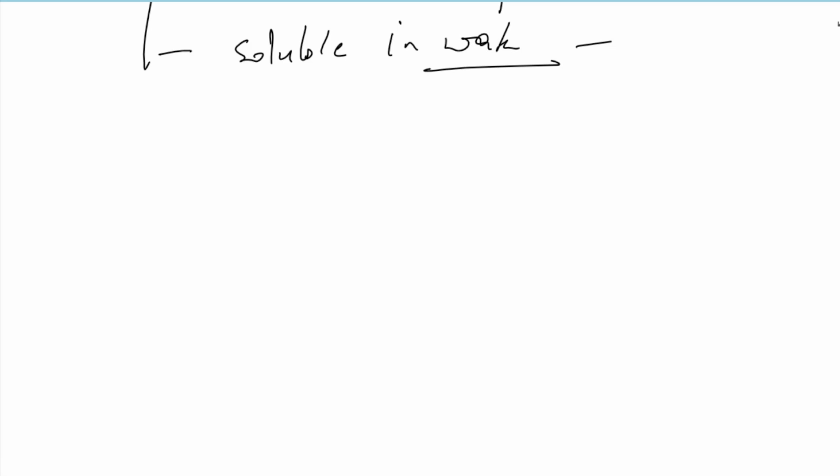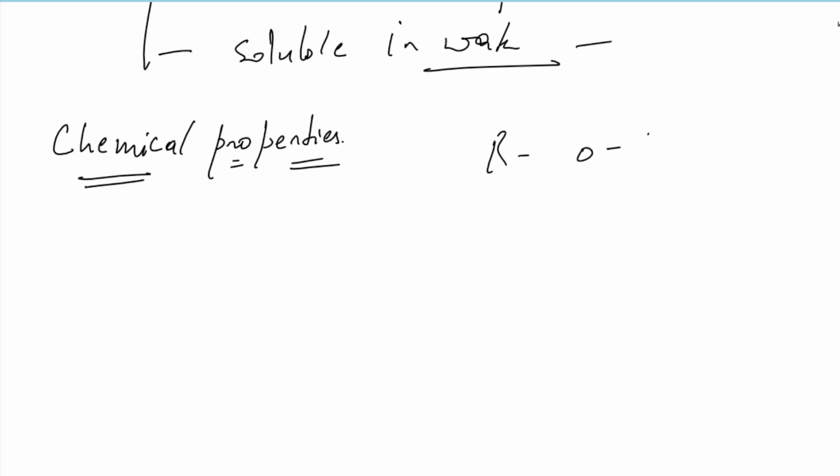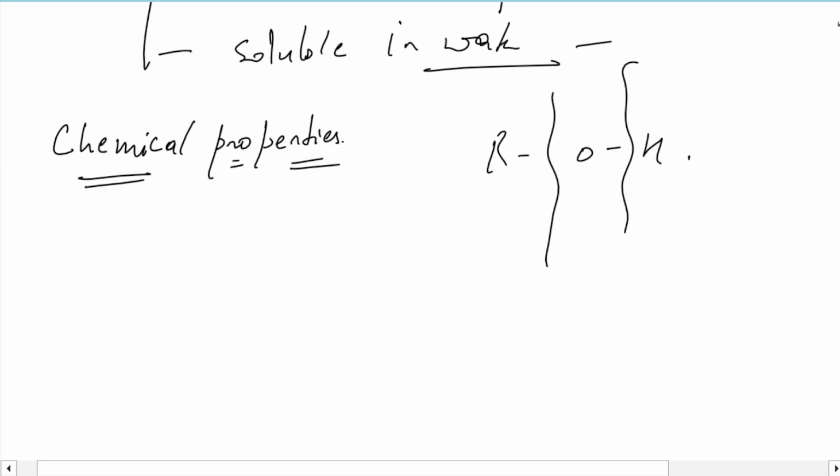Next is chemical properties. While discussing them, we have classified the chemical reactions into two groups. This is the RO-H bond. This bond either can be broken, or the other bond can be broken. First we will study the reactions which explain the acidity of alcohol, when this bond is broken. So the first thing is reaction with metals.